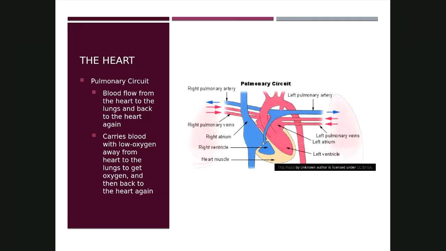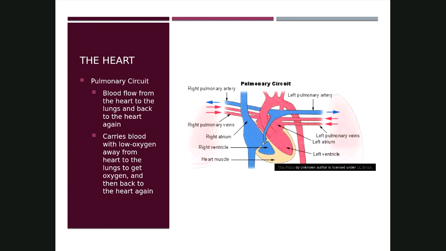In the pulmonary circuit, blood flows from the heart to the lungs and back to the heart again. This carries blood with low oxygen away from the heart to the lungs to get oxygen, and then back to the heart again via the right and left pulmonary arteries. They will come back into the heart via the left and right pulmonary veins.